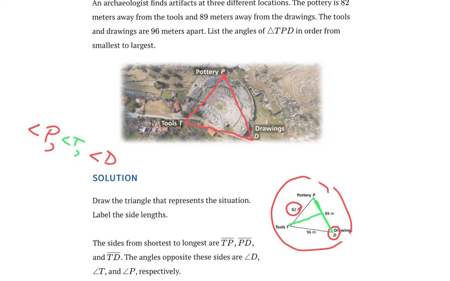Notice I wrote those with angles. We want to be careful. If I wrote this as an inequality, I might want to say smallest angle is angle D. Angle D is less than angle T, which is less than angle P. That's a little confusing to write that, so we might do this. Angle D is less than angle T, which is less than angle P. So be aware of the less than sign versus the inequality sign.